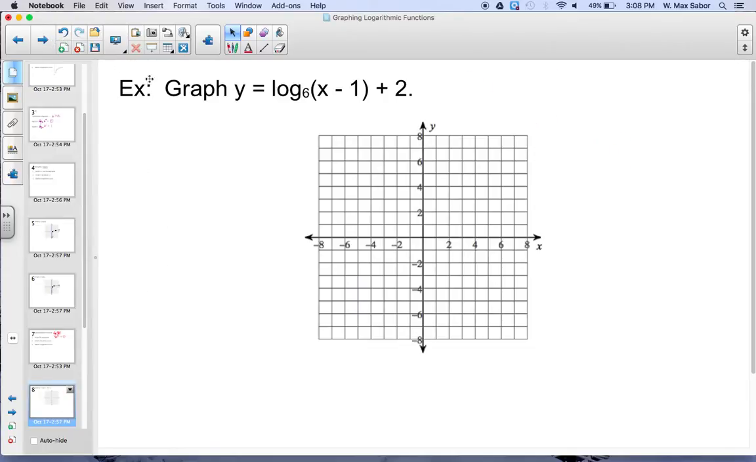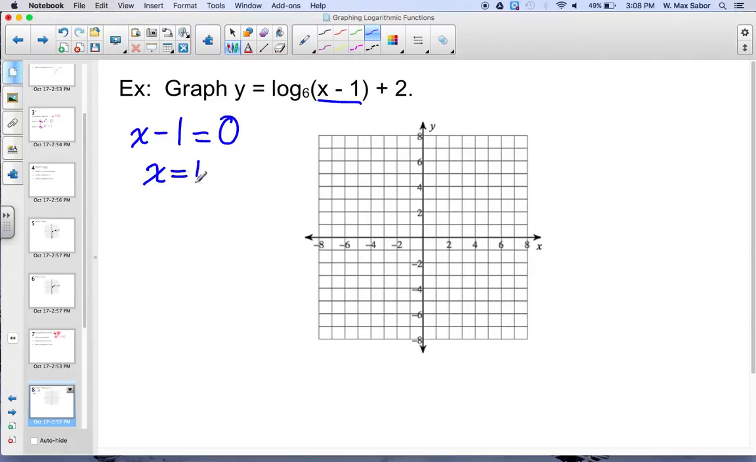That's the easy part. So let's say we have log base 6 of x minus 1, plus 2. The first thing is to find the asymptote. We'll take the inside and set it equal to 0. So that's going to be our asymptote, x equals 1. Now that we have our asymptote, we need to plug in points. Based on this asymptote and the fact that this is x minus 1, we know that this has been shifted to the right. So I shouldn't plug in any negative numbers or 0 or decimals between 0 and 1. I should plug in numbers over here.